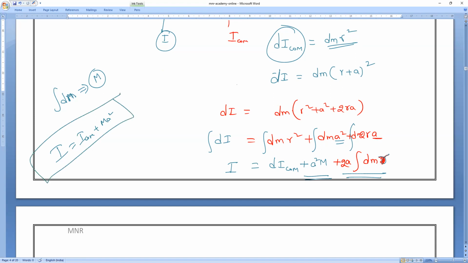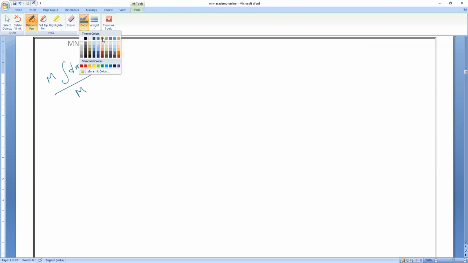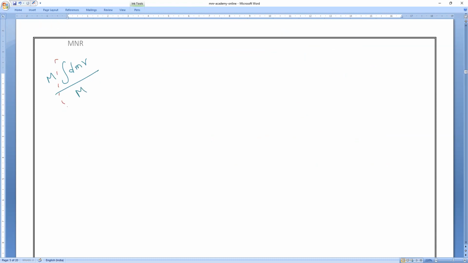So we are having an extra term. Now if you all observe, we are having the integration of dm r. Let me multiply both numerator and denominator with M. Now, all of you observe very carefully and tell me, this integral of dm r by M is something. Can anybody tell what that is?